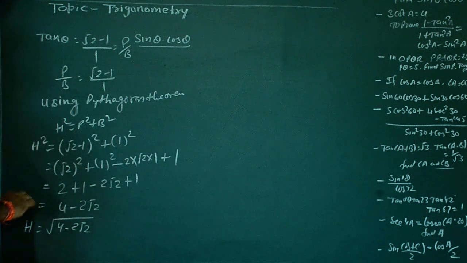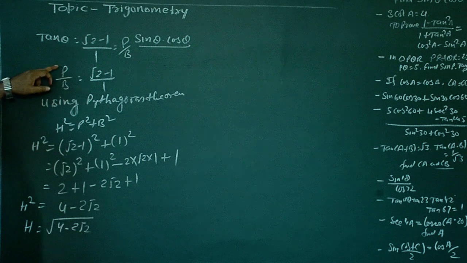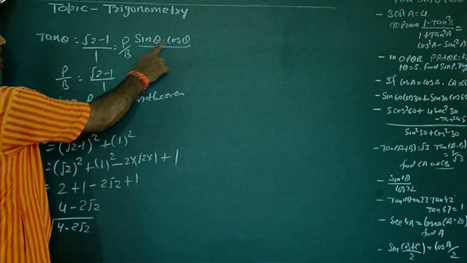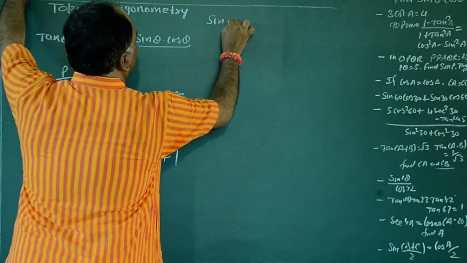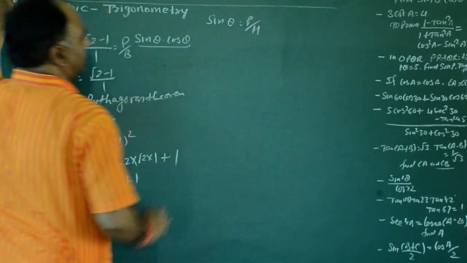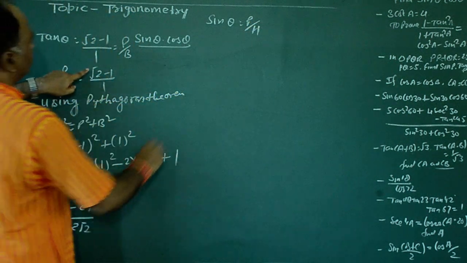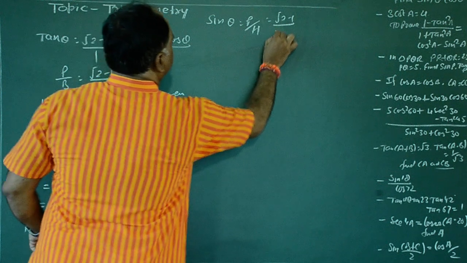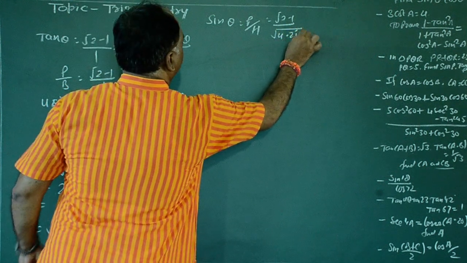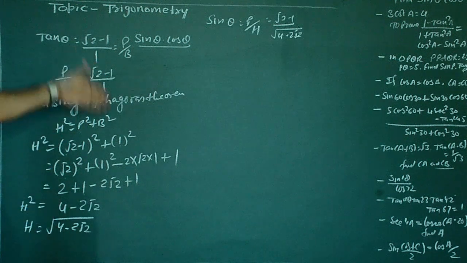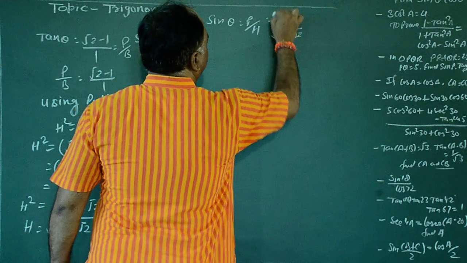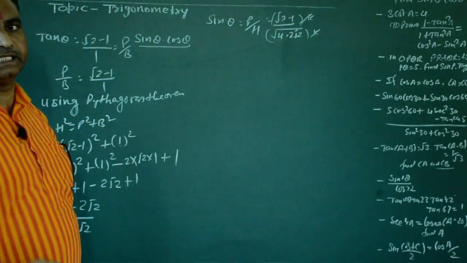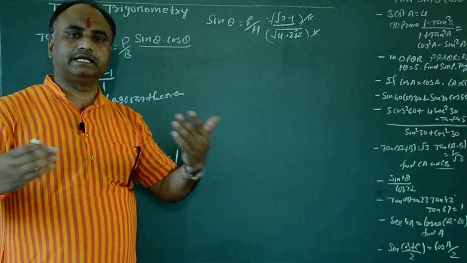Any doubt? Now you have the values of P, B and H. You need the value of sin and cos. First find the value of sin, that is P upon H: P is root 2 minus 1 upon H, that is root of 4 minus 2 root 2. If you put K or X in both, you can cancel it and you will get the same value. That is the reason I have not written K or X.